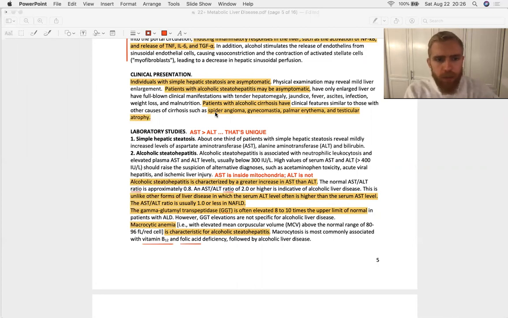Gynecomastia, testicular atrophy, both of those are due to failure to metabolize estrogen in adequate amounts. So you've got a lot of free estrogen floating around. It can cause breast growth unilaterally or bilaterally. It can cause, again, infertility even.